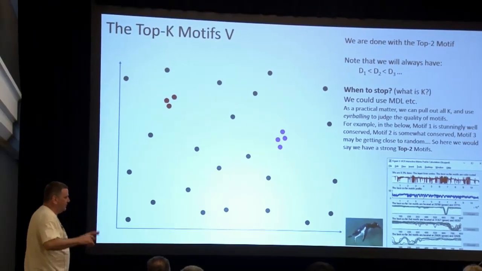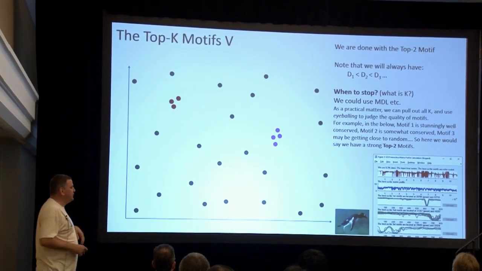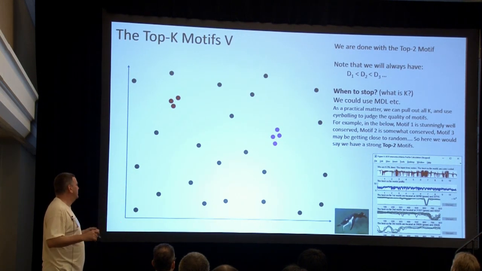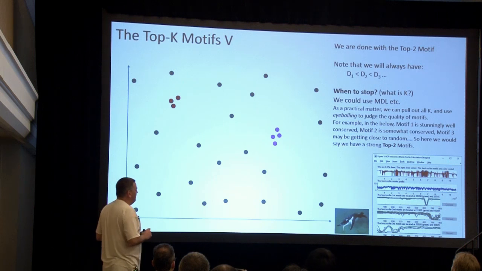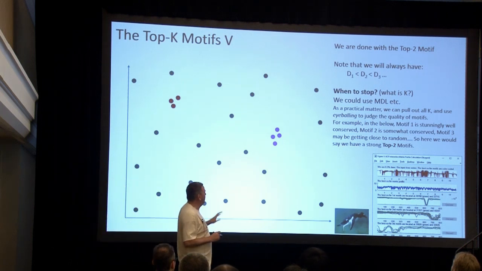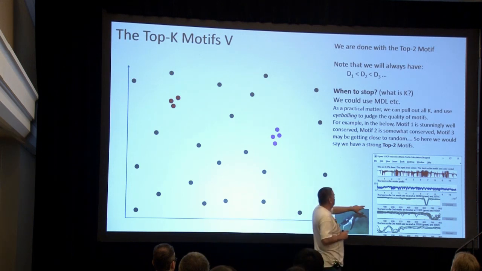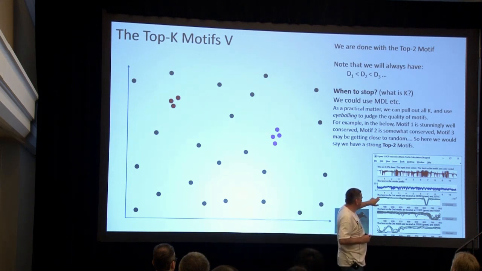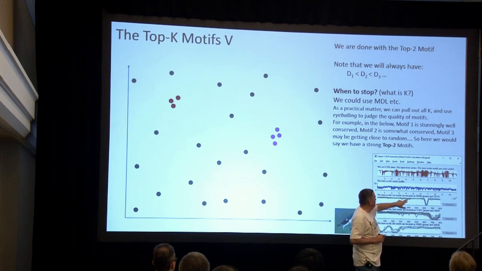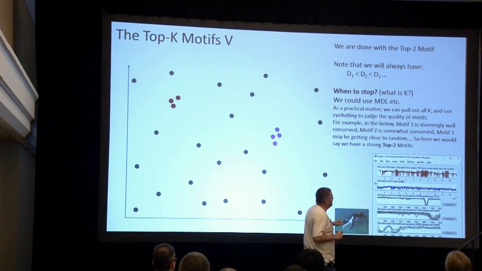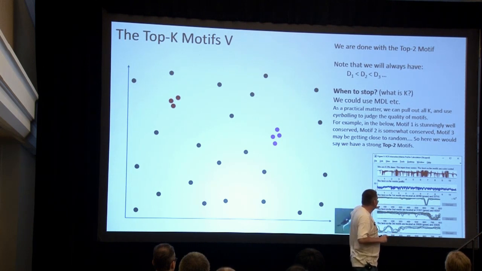How you stop is an open problem. You can use things like MDL or various other things. But in many cases, it just isn't that important. So here, I ran this on an interesting data set from a penguin swimming underwater. And my first motif I found is right here. So I found two objects, as I promised, and those are shown here in cyan and green. Then I built my radius around that, and I found some other examples of this behavior, and it's my first motif.